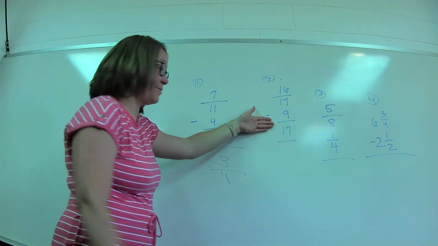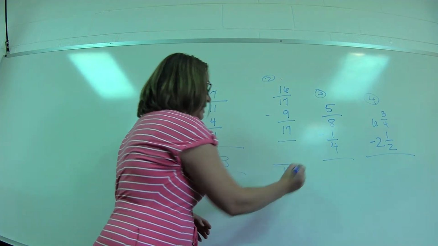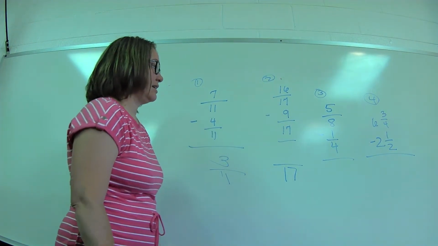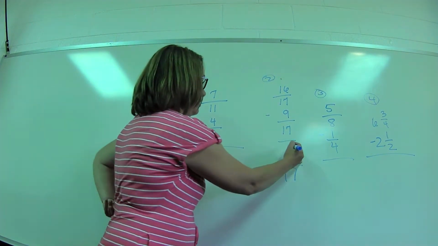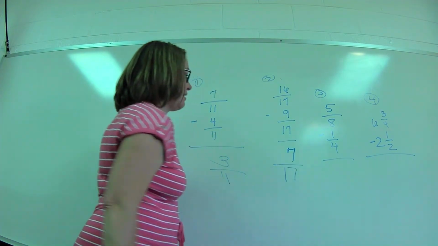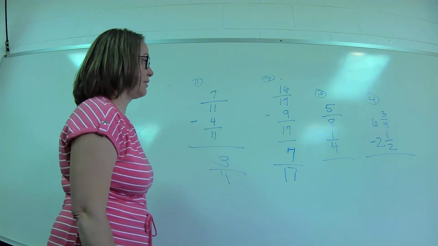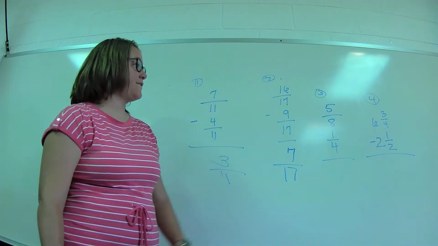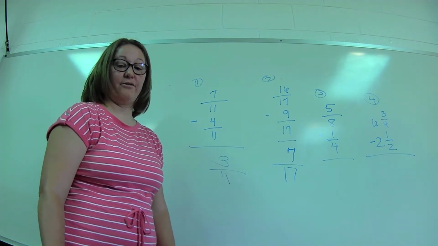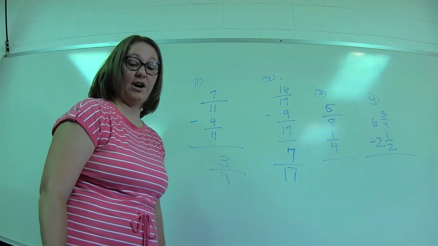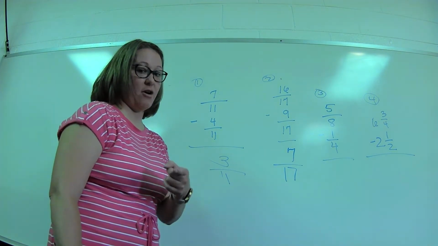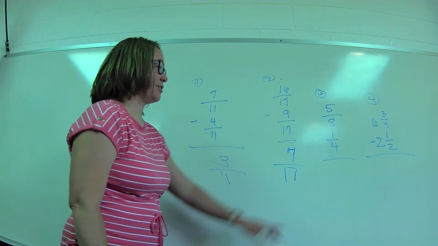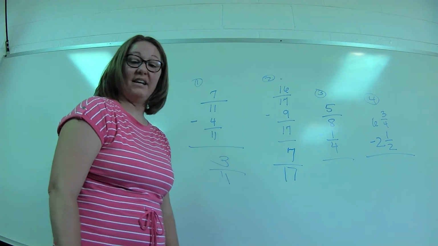Here I have 16/17 minus 9/17. I have the same denominator, which is 17. Now I need to subtract 16 minus 9. 16 minus 9 is 7. Right? All right. Now we have 5/8 minus 1/4. Can I subtract them the way they are? I hope you said no. And do you know why we can't? That's right, we need a common denominator.